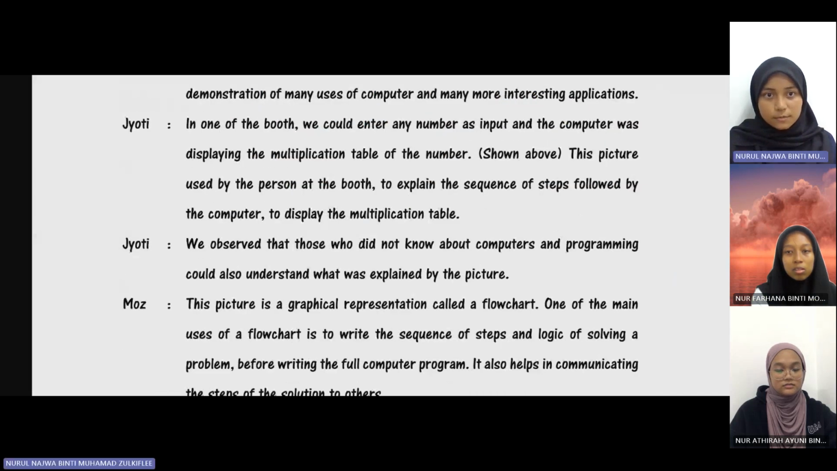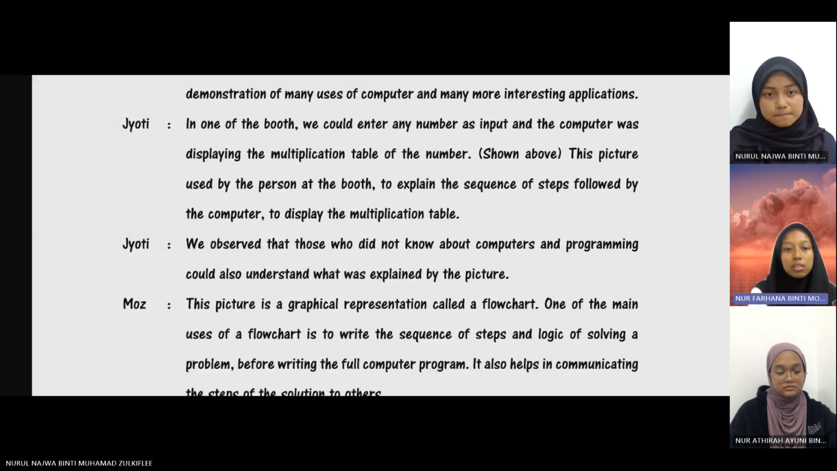In one of the booths, we could enter any number as input and the computer displayed the multiplication table of the number. This picture was used by the person at the booth to explain the sequence of steps followed by the computer to display the multiplication table. We observed that those who did not know about computers and programming could also understand what was explained by the picture.